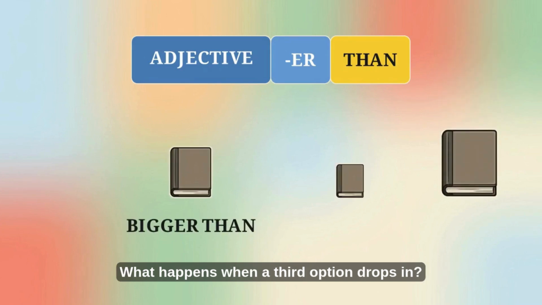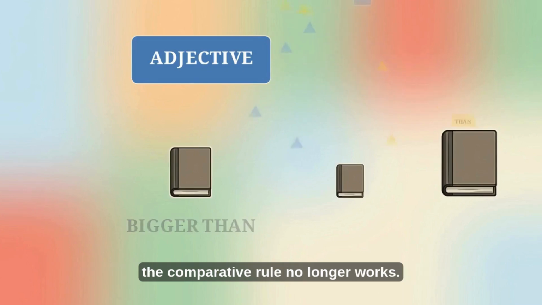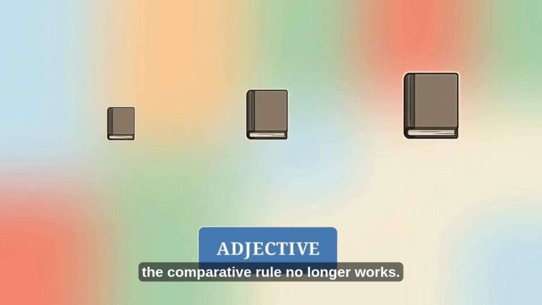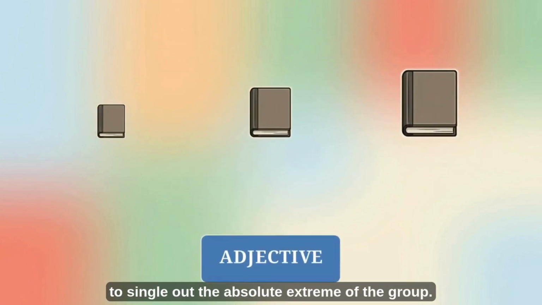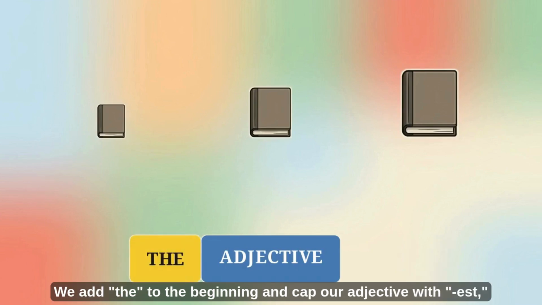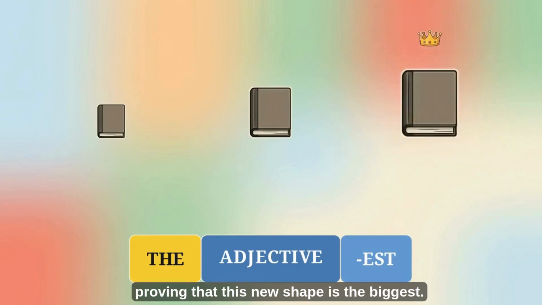What happens when a third option drops in? Because we are now comparing three or more nouns, the comparative rule no longer works. Instead, we switch to superlative adjectives to single out the absolute extreme of the group. We add the to the beginning and cap our adjective with est, proving that this new shape is the biggest.